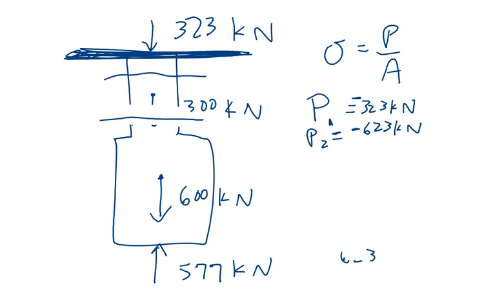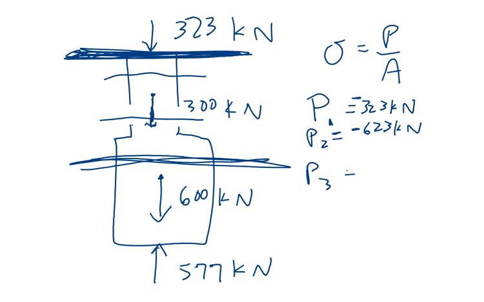Okay. How about the third segment? Well, it's the same thing, right? I make the cut there, and there's really nothing that's changed. So P3 is also negative 623.